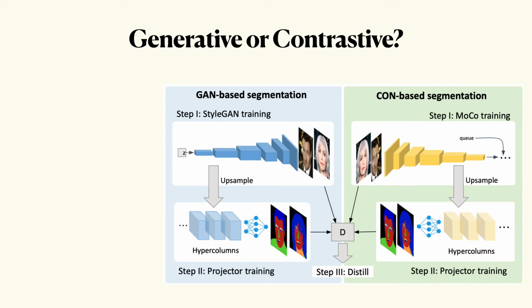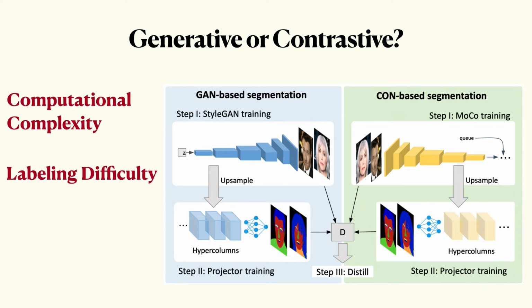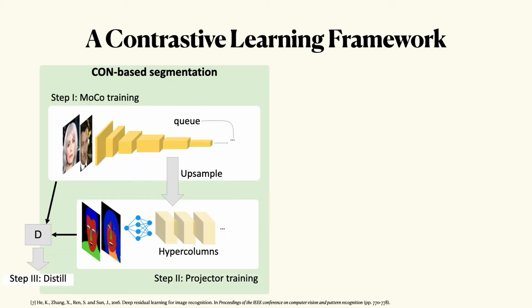Now we come to the big question. Is contrastive modeling better than generative for few-shot part segmentation? We present a thorough comparison of each in terms of computational complexity, difficulty of obtaining labels, effectiveness of the method, and robustness. Now, how do we design a framework for few-shot segmentation which can harness unlabeled images? Let's go through it step by step.